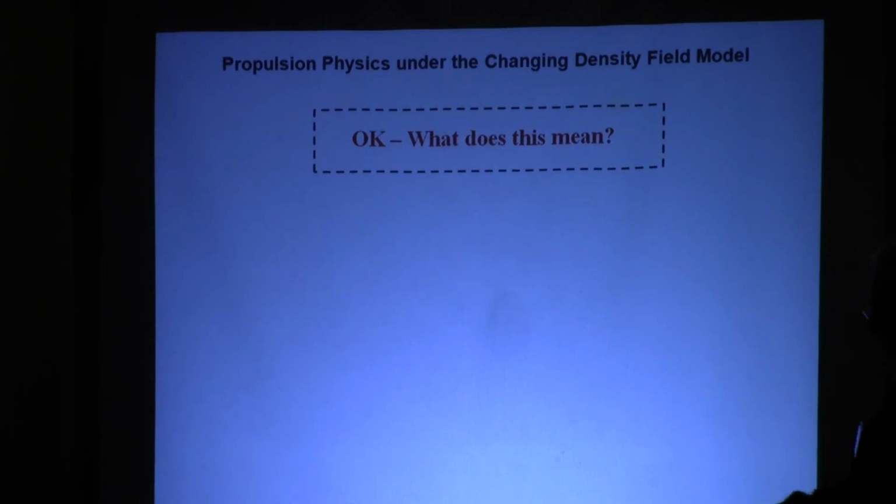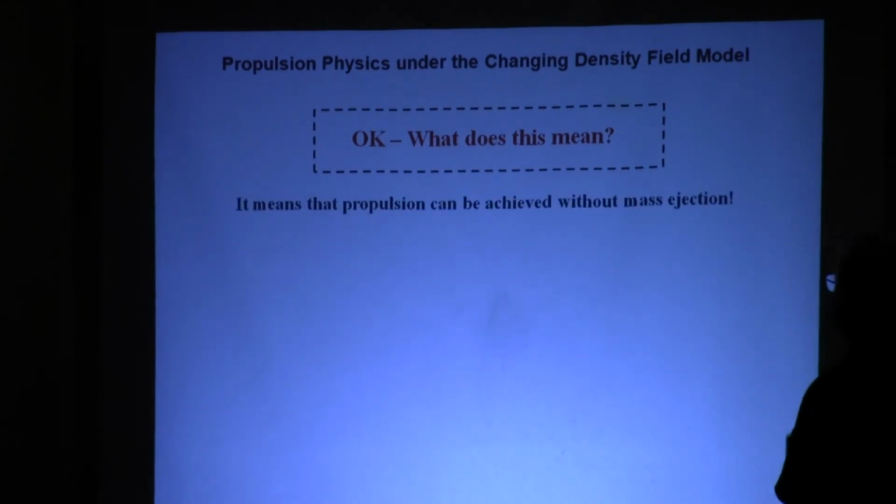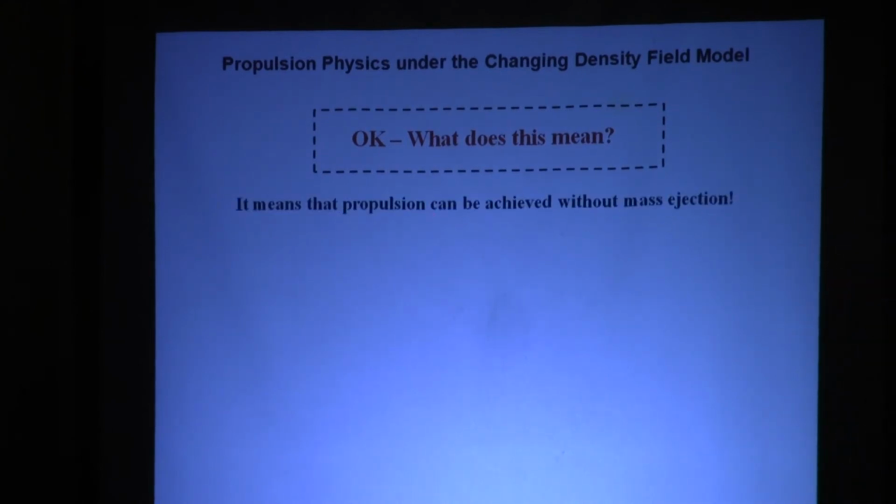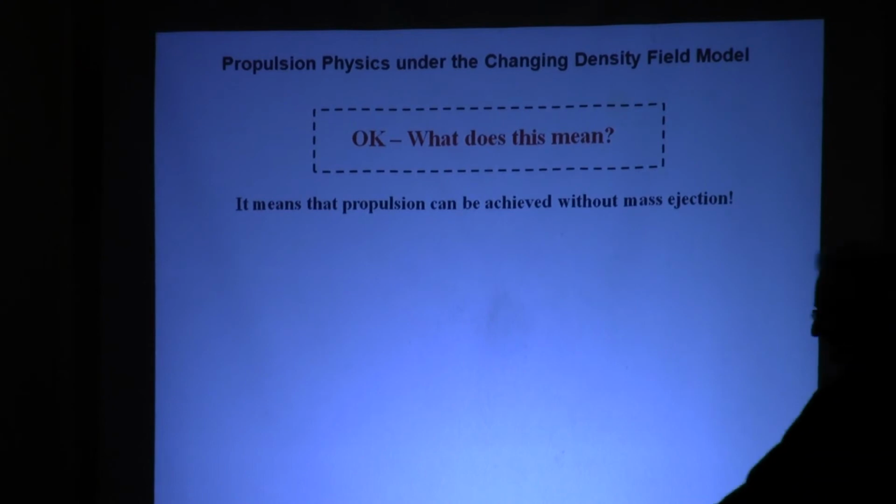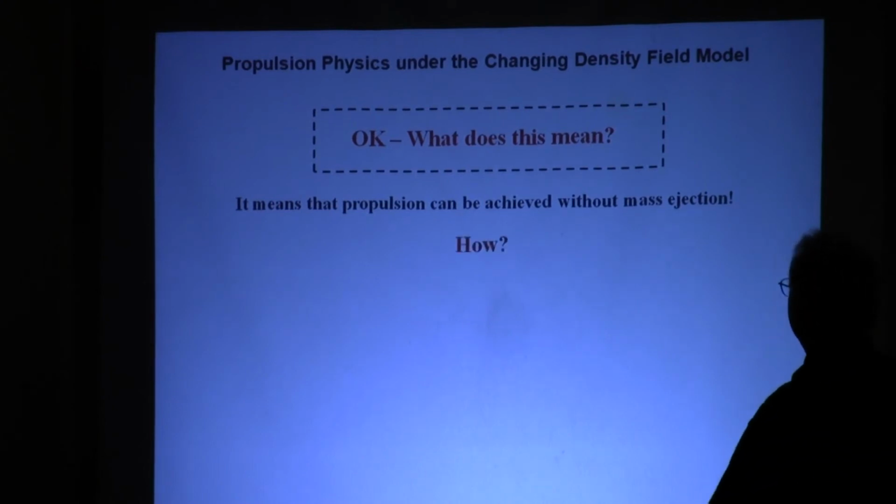Okay, what does this mean? It means that propulsion can be achieved without mass ejection, because what you're talking about is changing density fields. Since the changing density field is a function of its motion or acceleration, you set up a system where you have particulate matter inside of a mass that's moving in one direction faster than it's moving in the other direction. Then you can set up a system where you have a net thrust based on this model.